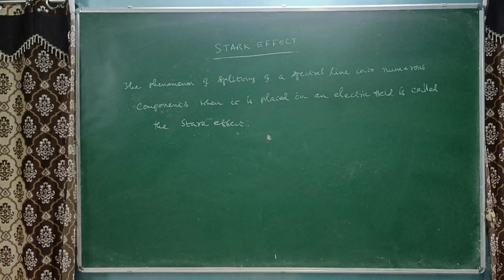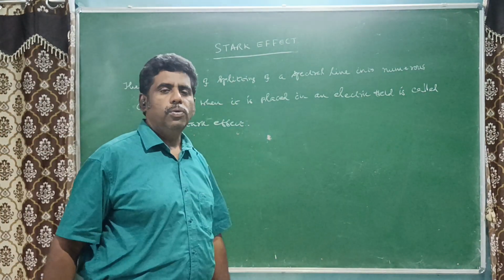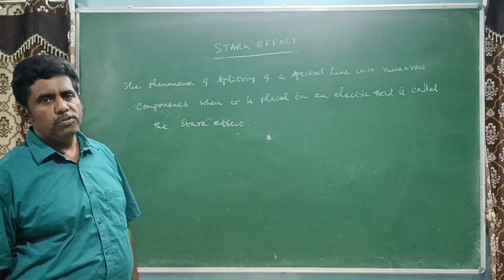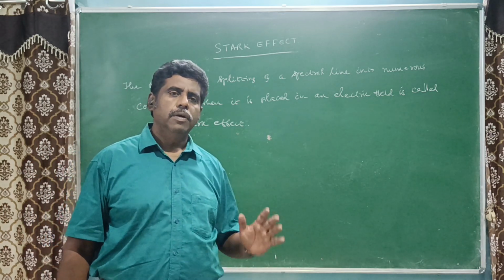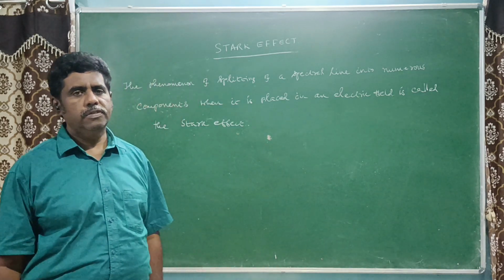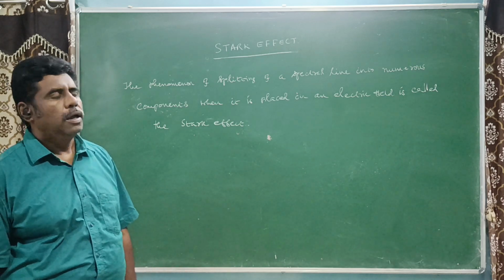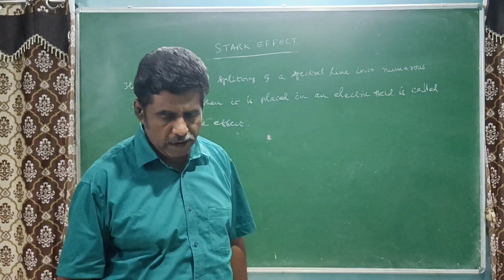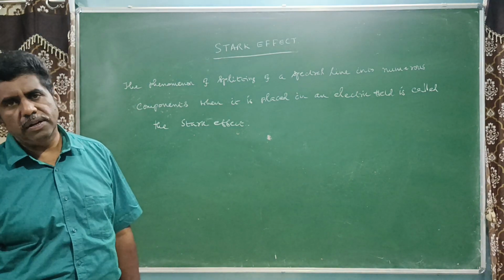During this presentation, we have talked about the Stark effect. The Stark effect is an optoelectric phenomenon. Suppose the source of a light emitting spectrum is placed in an electric field. The original spectral line is separated into multiple components. The phenomenon of splitting of a spectral line into numerous components when it is placed in an electric field is called the Stark effect.